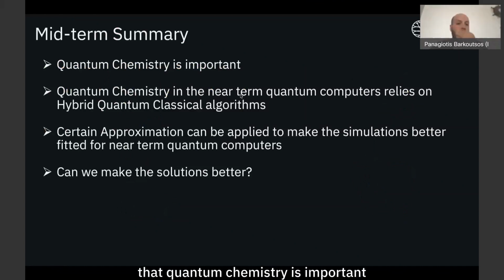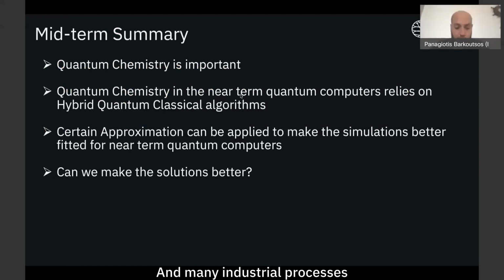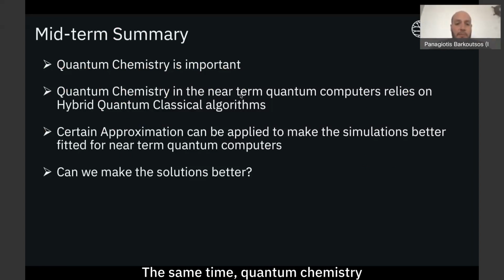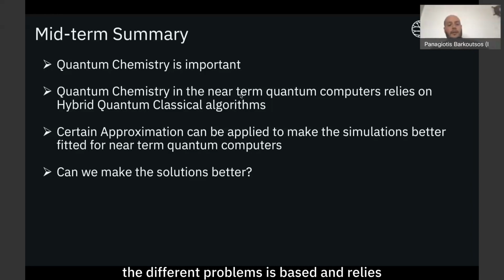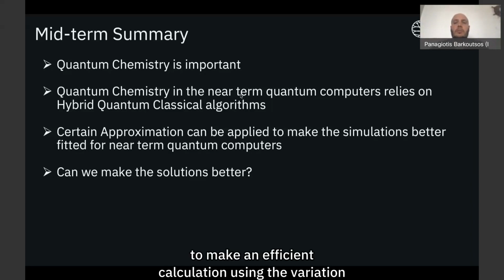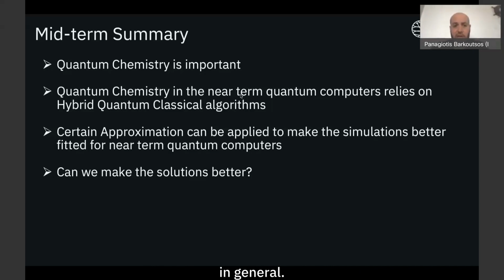The first thing we discussed is that quantum chemistry is important, and there are many applications that quantum chemistry can help us understand, and many industrial processes that quantum chemistry plays a critical role in. At the same time, quantum chemistry on real-time quantum computers, and in the way that we currently tackle the different problems, relies on hybrid quantum classical algorithms, with the variational quantum eigensolver being the best known one. We discussed the different challenges that one needs to take into account in order to make an efficient calculation using the variational quantum eigensolver and hybrid quantum classical schemes in general.